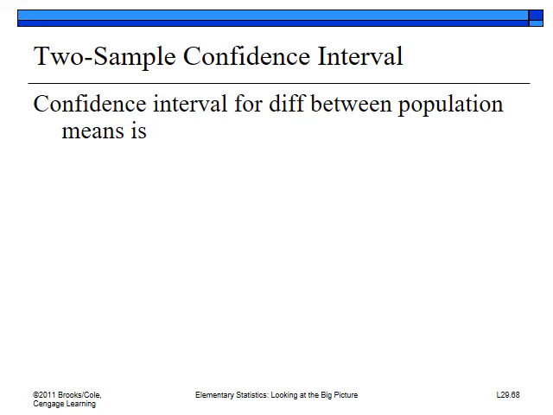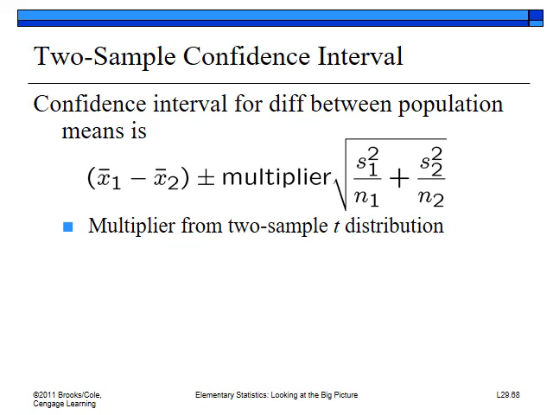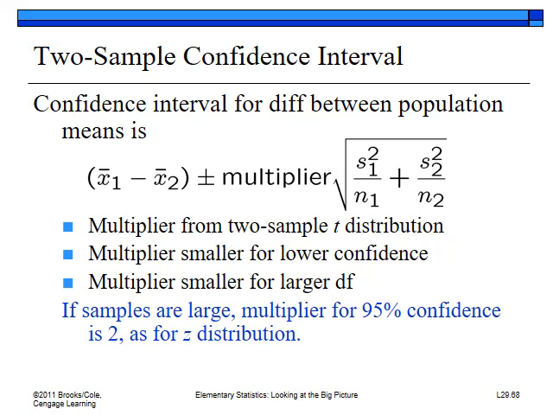How do we compute confidence intervals? It's much the same thing that we've seen before. We take our difference of sample means, and we add and subtract some multiplier times the standard error. The multiplier comes from the two-sample t-distribution. And as before, the multiplier is smaller for lower confidence, and it's smaller for larger degrees of freedom. If the samples are large, we can use 2 for the multiplier.